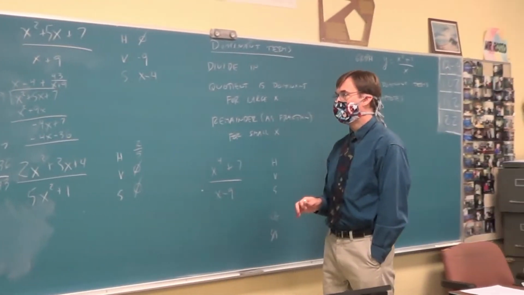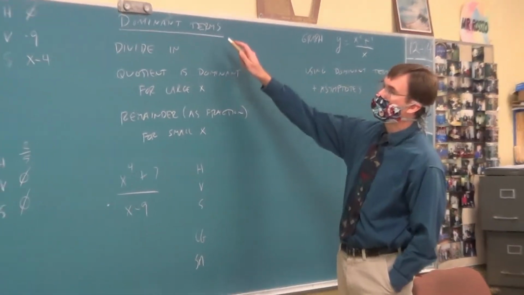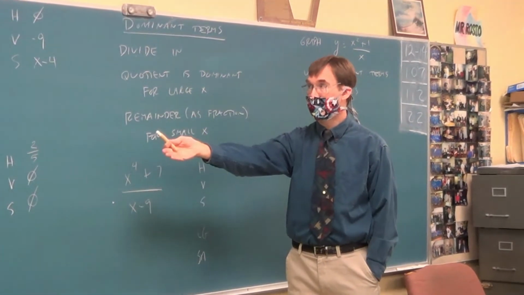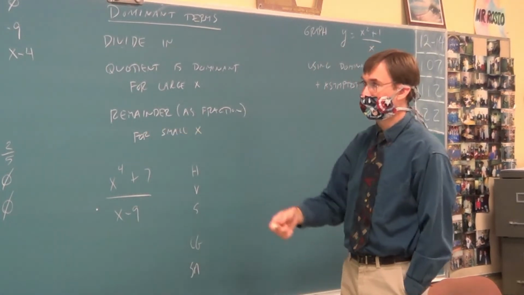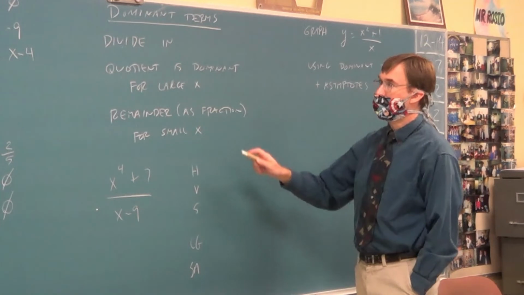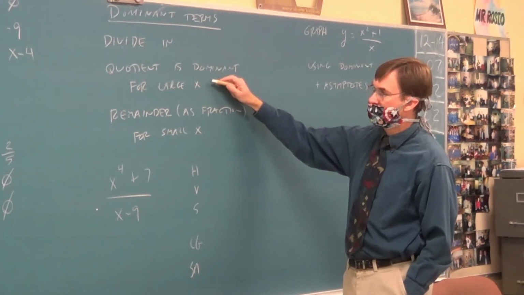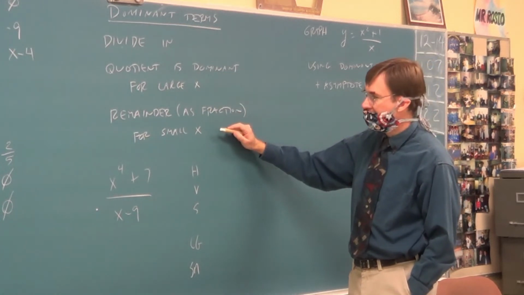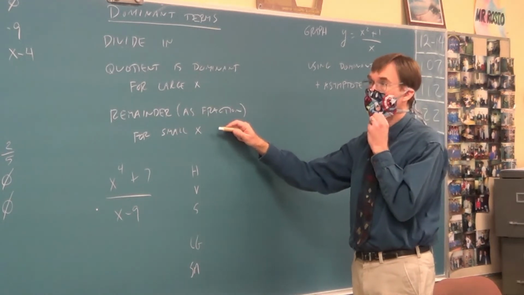Let's add on another item then. There's going to be 2 dominant terms. To figure out what the dominant terms are, we're going to have to divide it, be it by synthetic division or be it by the normal standard long division process. Whatever quotient we get is going to be the dominant term for large x's. Whatever remainder we get, if we write it as a fraction, that'll be our dominant term for small x's.